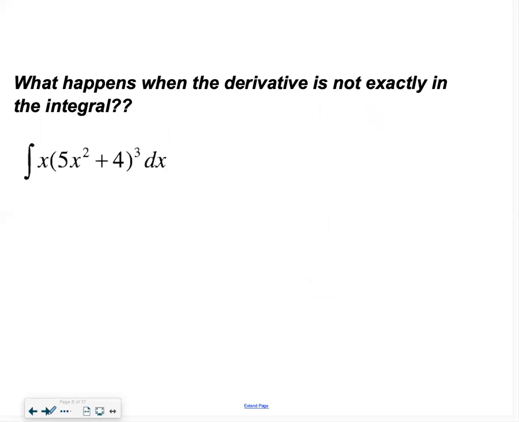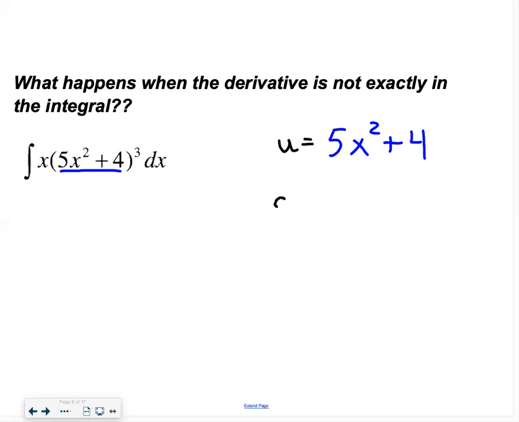Okay, so let's do one. I'll do one with you, and then I'll have you try one on your own. Let's do this one together. So again, if you really wanted to, you could write it out 3 times, FOIL it, and you get the same answer, but U-substitution is way quicker. So I'm going to take what's inside my parentheses and call that u. So let's say u is 5x squared plus 4.